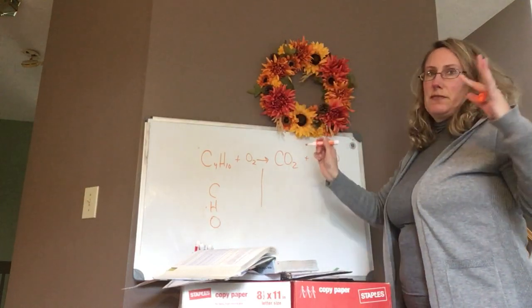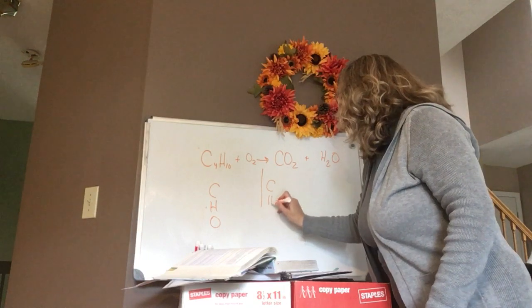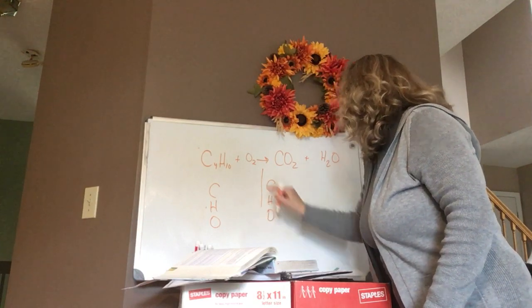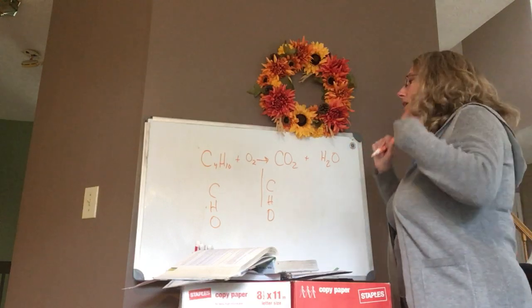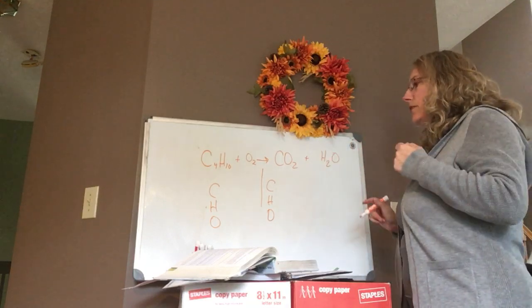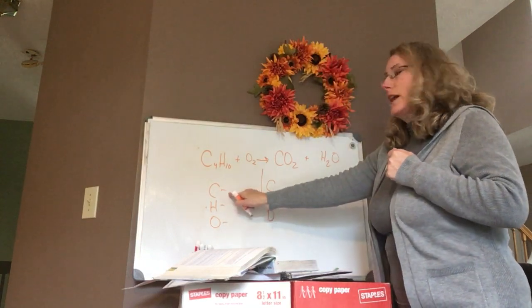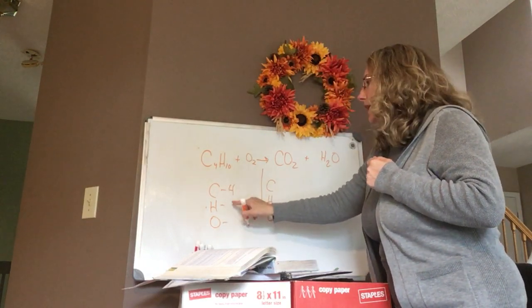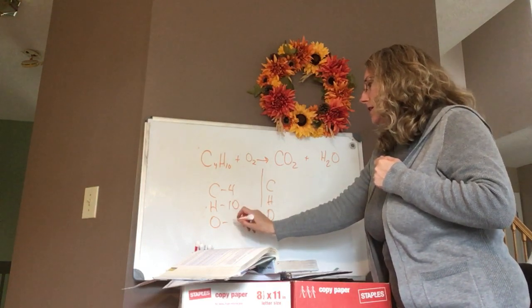There's going to be scads of these because they can react all different kinds of ways. And when it's C, H, and O, and O is by itself over here, again, I usually save that till the end because it's usually easiest to balance by itself. So let's write our numbers. How many carbons are on this side? 4. How many hydrogens are on this side? 10. How many oxygens are on this side?